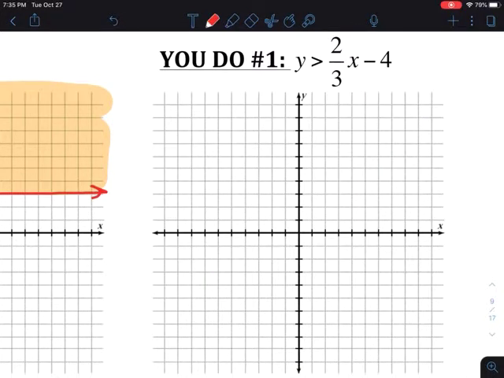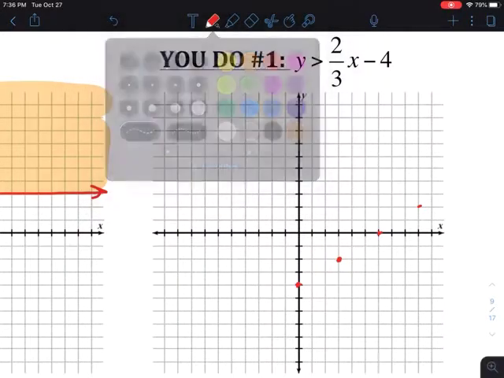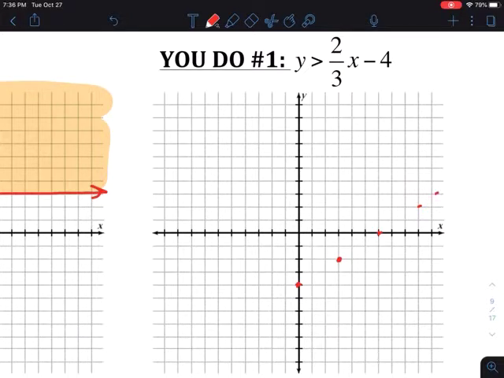Okay, so your y-intercept here is -4. Your slope is 2/3, so that's up 2, right 3. Now the line here is going to be a dashed line. The symbol does not have an underline. And the shading is greater than, so that's going to be above the line.